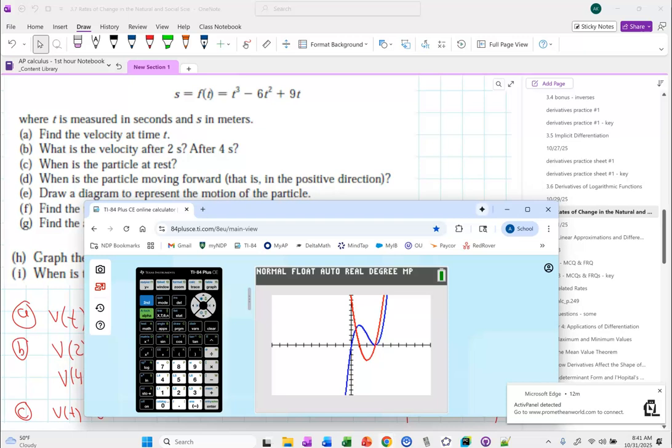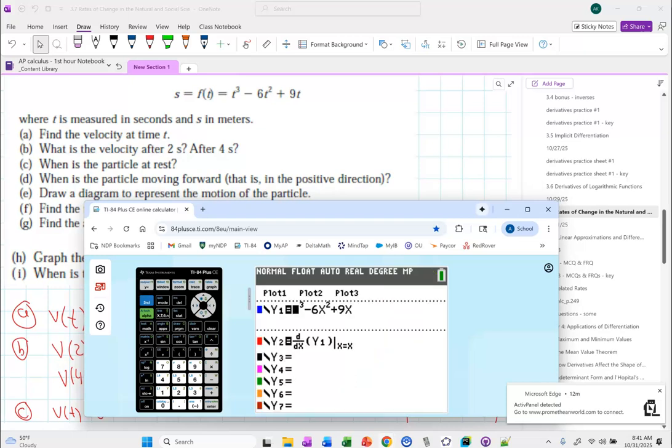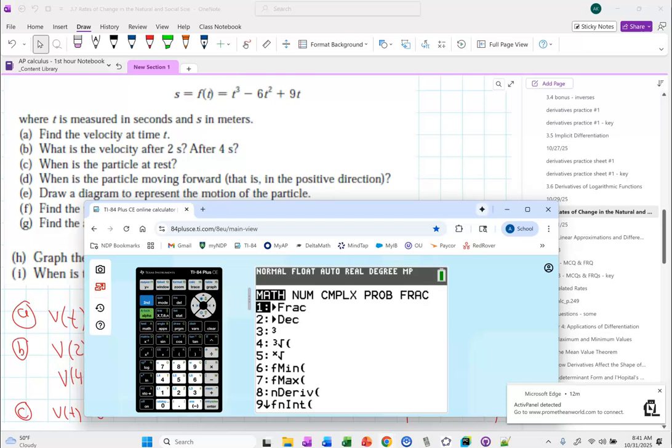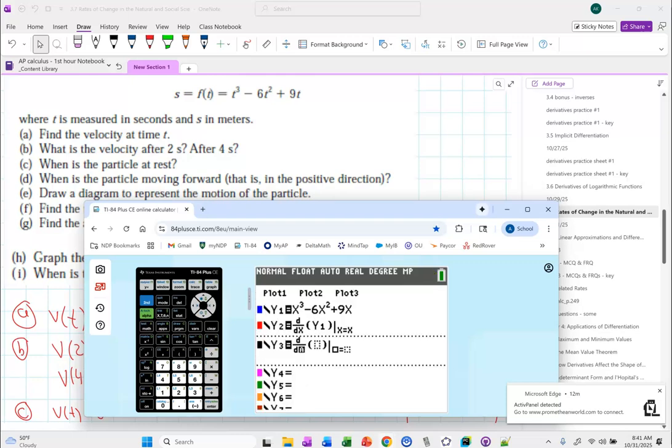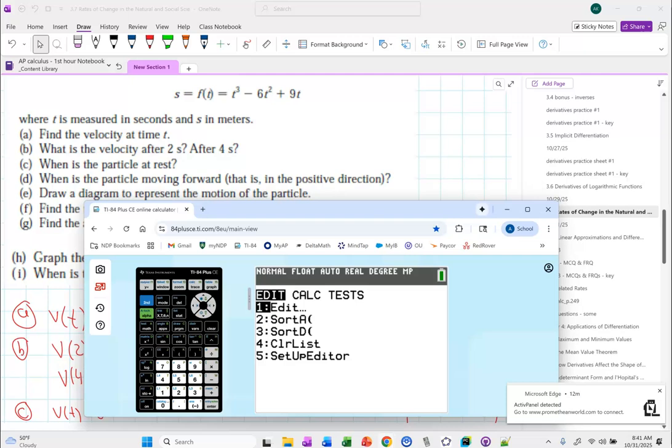If I want to find the acceleration, again, I can't do that manually, but I can find the graph of it with the calculator. How am I going to find the second derivative? I'm just going to do the derivative of y2. Yeah, I'm just going to nest the derivative operations here. Oops, that's not what I wanted to do.